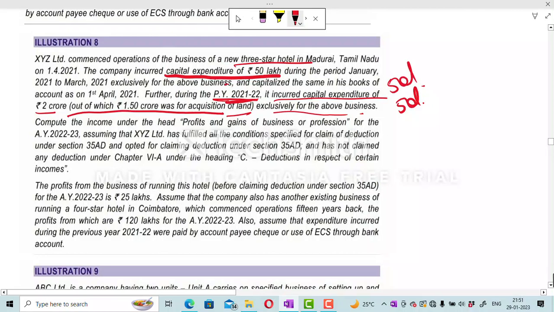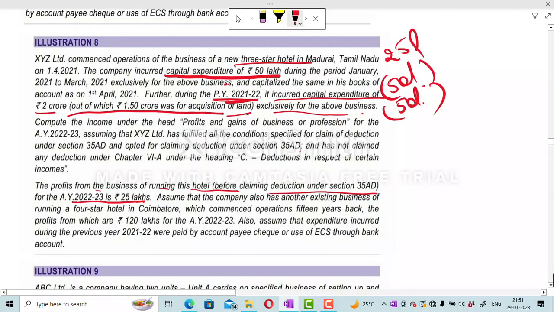Compute the income under the head PGBP for the assessment year 2023, assuming that XYZ has fulfilled all the conditions specified for claiming the deduction under 35AD and opted for claiming the deduction under 35AD and has not claimed any deduction under Chapter 6A under the heading deductions in respect of certain incomes. Profit from the business of running the hotel before claiming deduction of 35AD in assessment year 2023 is 25 lakhs. This is the expense, this is the expense.